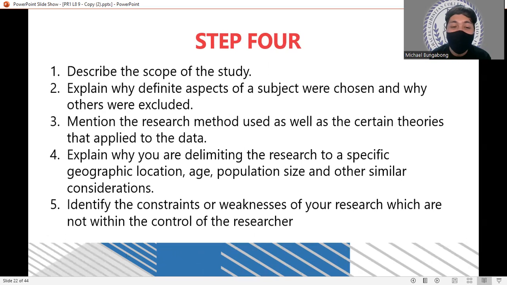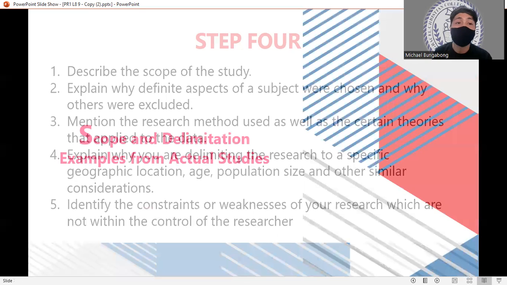Sorry about that. And last, we have to identify the constraints or weaknesses of your research, which are not within the control of the researcher. So if you have explained it well, then your research becomes more interesting, and at the same time there is credibility because we were able to justify all the angles, the reason why not, and all of the things that your audience expected you to do. So basically, scope and delimitations, class, set an expectation for your audience or readers.